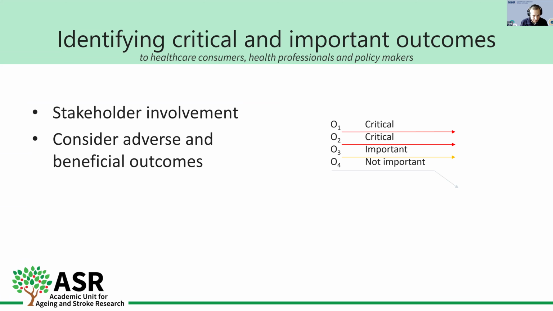If you were conducting a systematic review, you'd want to have stakeholder involvement to help identify what these critical and important outcomes should be. And you should be considering not just the beneficial outcomes, but also whether there are any adverse outcomes that you should be looking out for and including in your review.